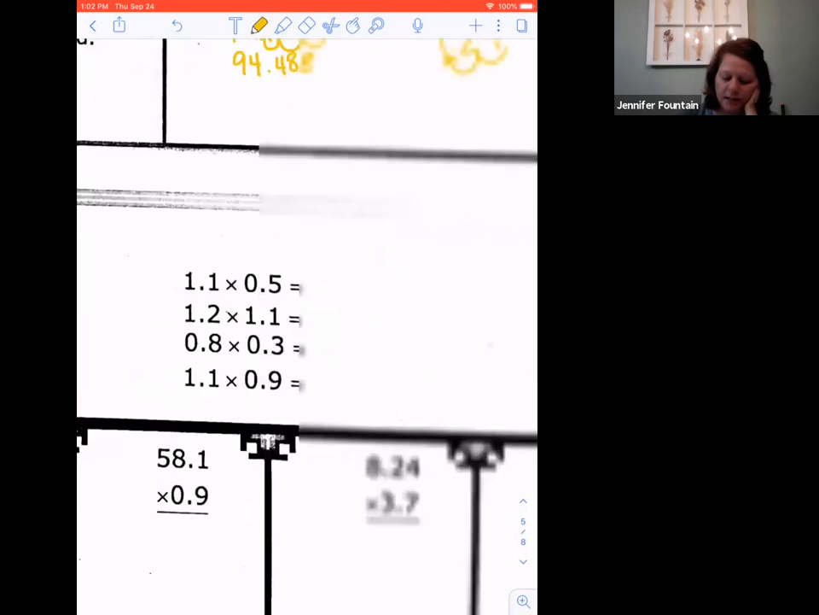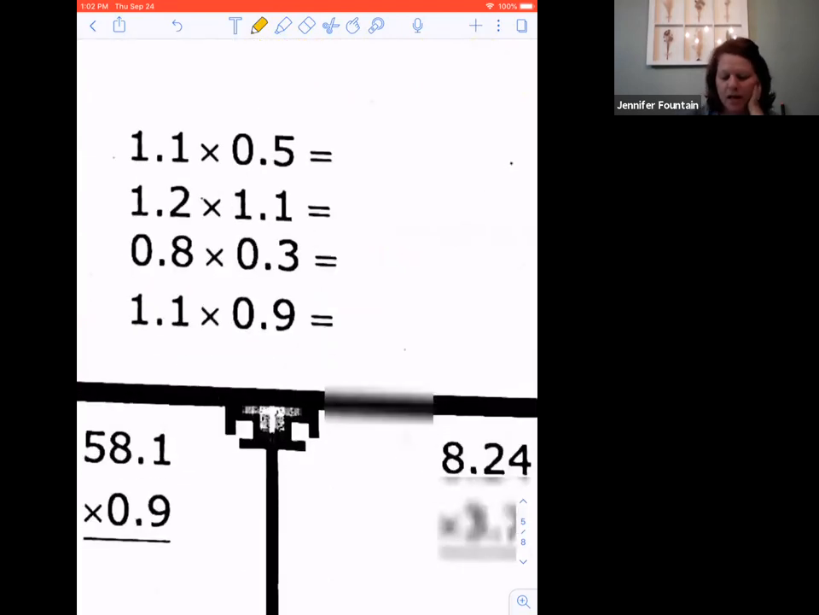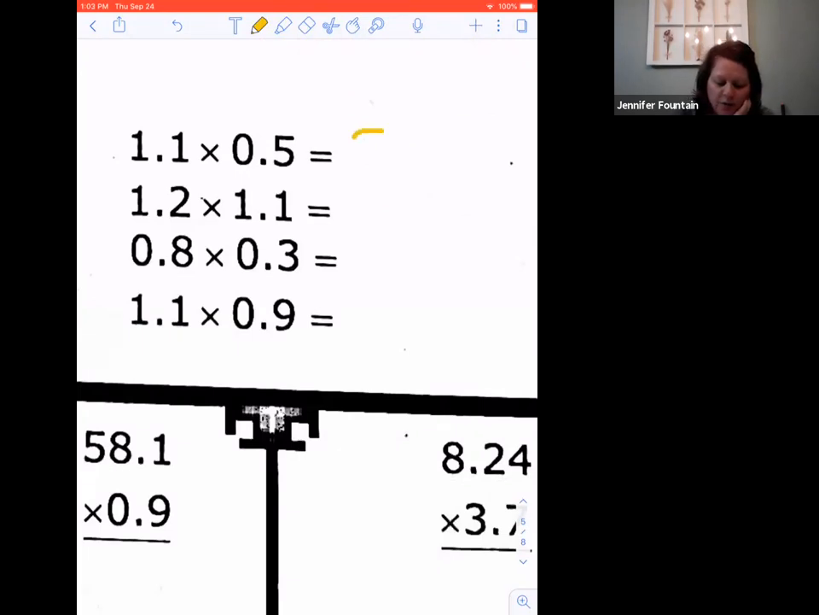Move over to the right. Forget my decimals right now. I've got 11 times 5 is 55. I've got 2 decimal places. So I start at the right, move 2 decimals to the left. So I have 0.55.